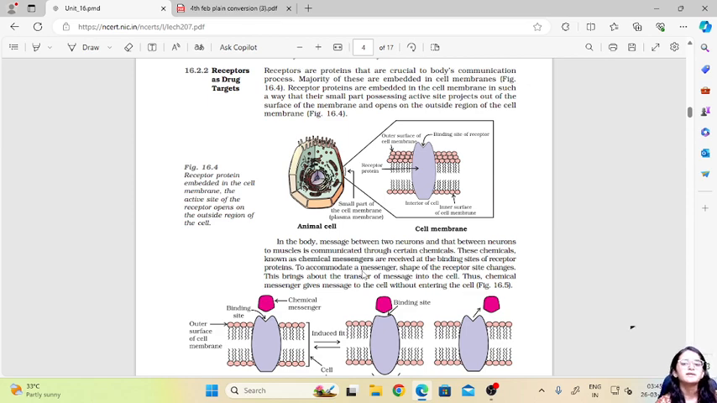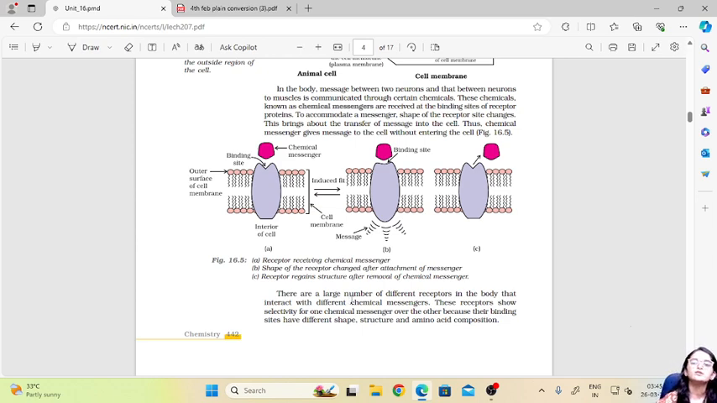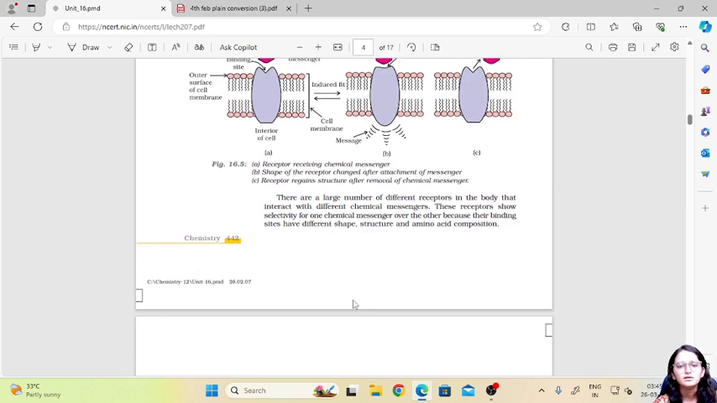Here the message between neurons, and between the neurons and muscles, is communicated through certain chemicals, and they are called chemical messengers. So this gives a message to the cell without entering into the cell.